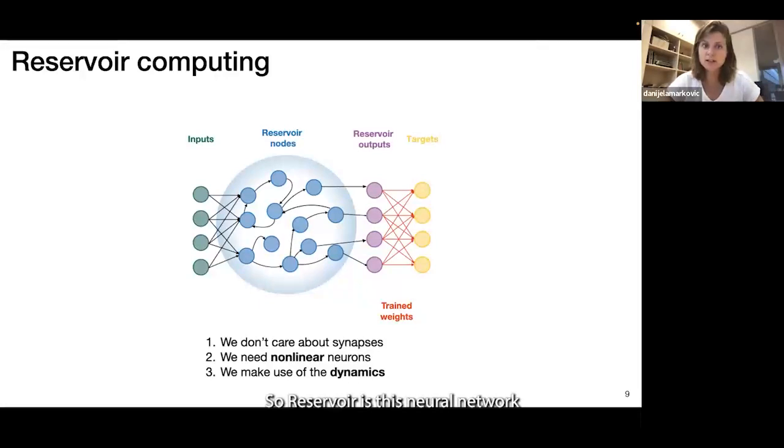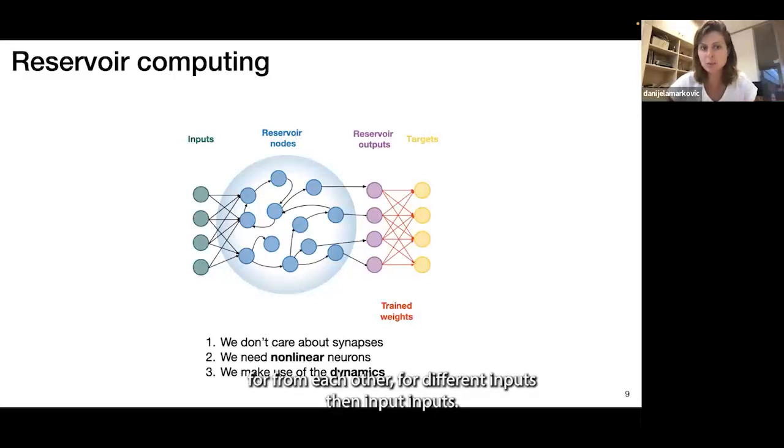A reservoir is a neural network which uses the dynamics of a given system, such that when you send some inputs into it and you measure the reservoir at a later time, you will measure states that are more different from each other for different inputs than the inputs initially were. So the idea is that different inputs will trigger very different dynamics in the reservoir. That's how it helps you to separate the input data.